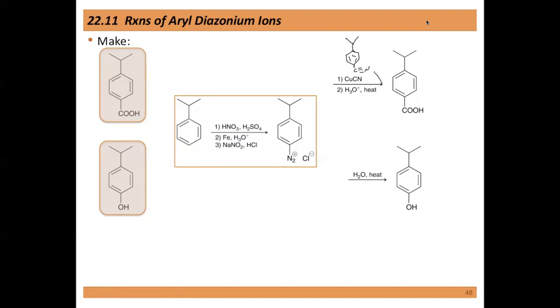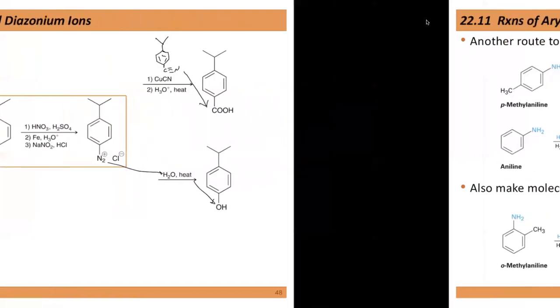And then, of course, just like we talked about in the carboxylic acid chapter, if I take H3O plus and heat, I can hydrolyze that nitrile to a carboxylic acid. And if we have this diazonium, like we just talked about, if we take water and heat, it converts that into a phenol. So two products that we wouldn't have been able to make by previous aromatic chemistry. So Sandmeyer reactions are very useful.